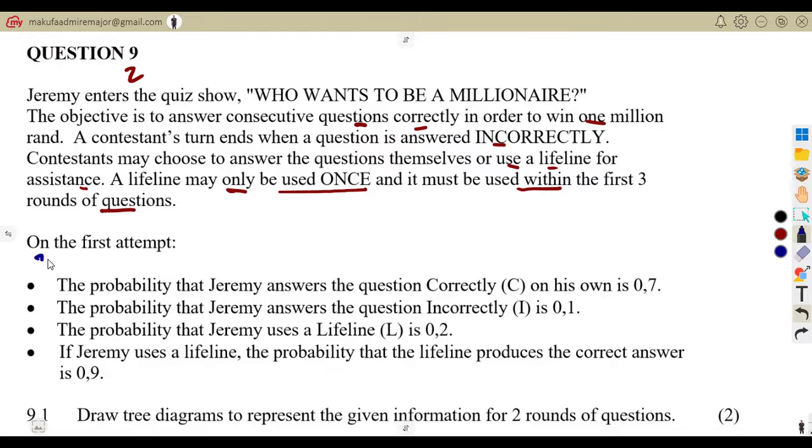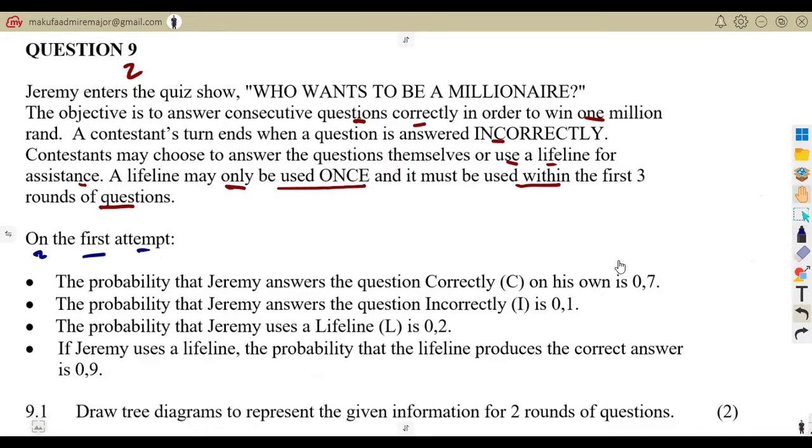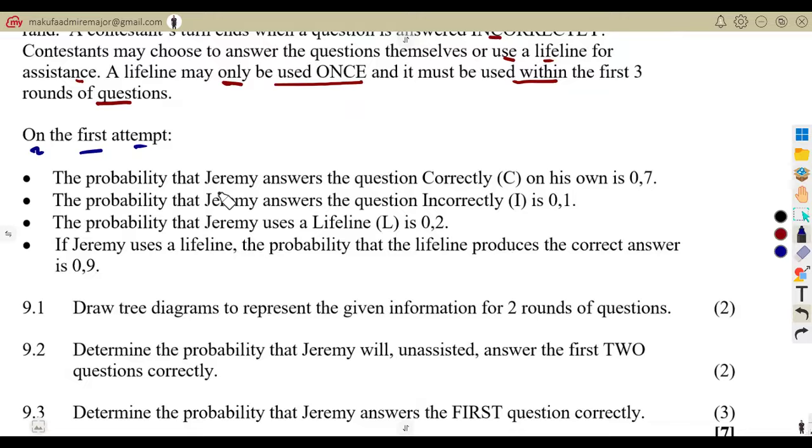Anyways, they say that on the first attempt, the probability that Jeremy answers the question correctly on his own is 0.7, incorrectly 0.1, and uses a lifeline 0.2. So this is a single branch, as we add 0.7 plus 0.1 plus 0.2. Then if Jeremy uses a lifeline, the probability that the lifeline produces the correct answer is 0.9.